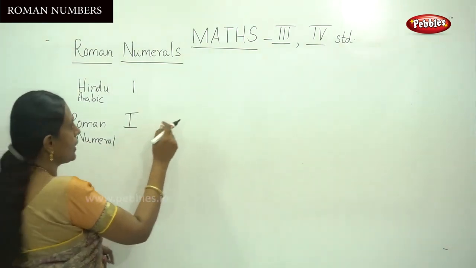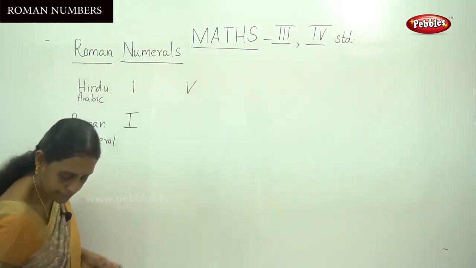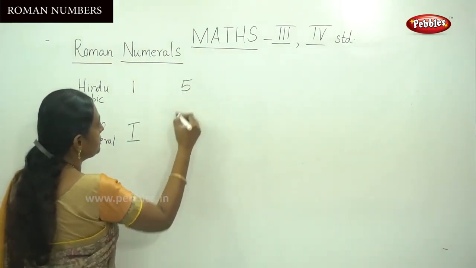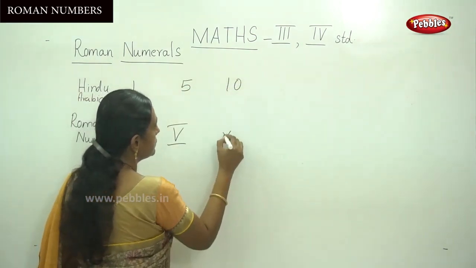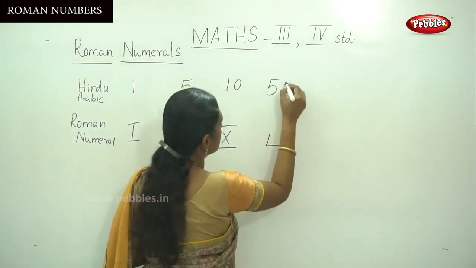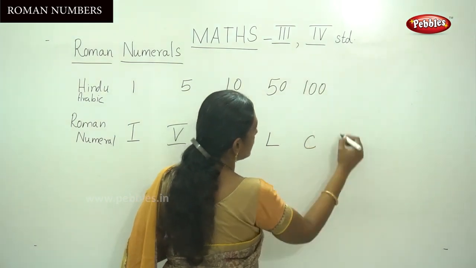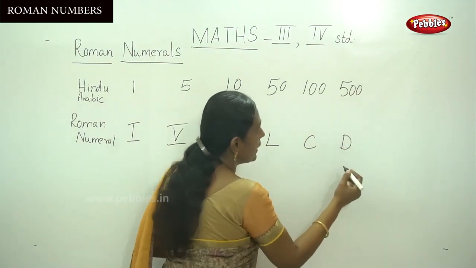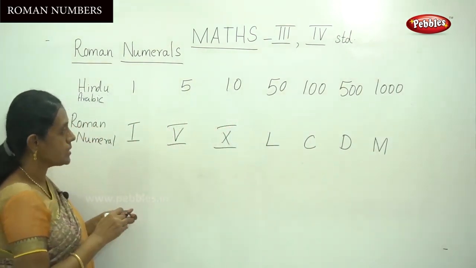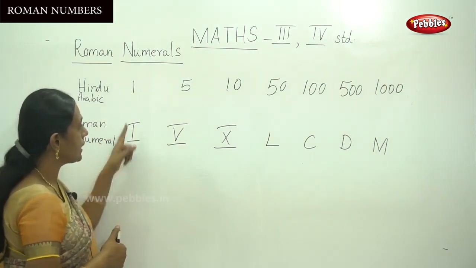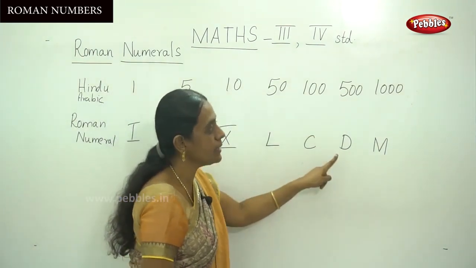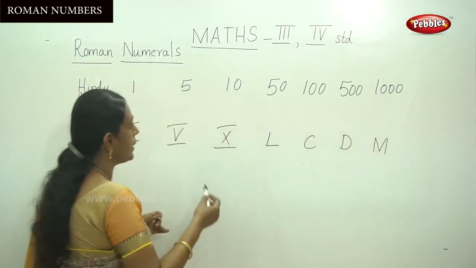Okay, for this 1, and that is 5, 10, and 50, that is L, C, and D, and M, that is 1000. So this is the Roman numeral symbol for 1, 5, 10, 50, for 100 C, for 500 D, and 1000 for M.